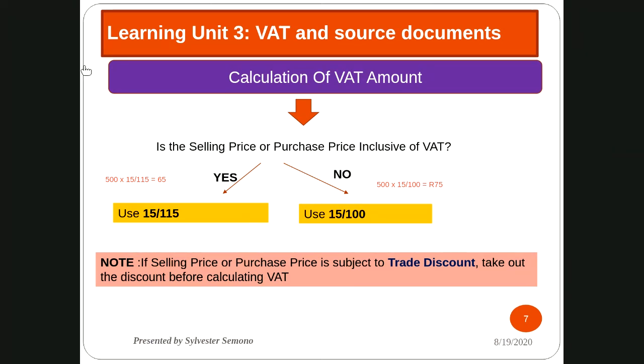The other thing that I want you to note, if the selling price or the purchase price that you have been given there is subject to trade discount, remember you must first deduct that discount before you can do these calculations. For example, if on this 500 we were given a discount of 10%, we were supposed to deduct that 10% from 500 before we could calculate the VAT. This is what I'm trying to say here. I hope everything makes sense.